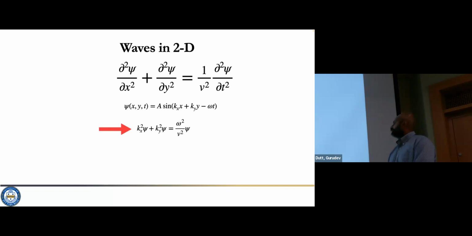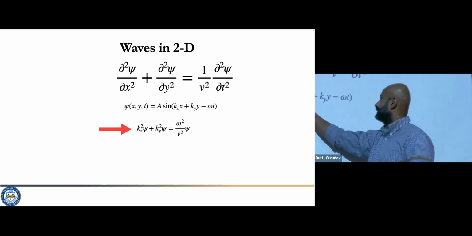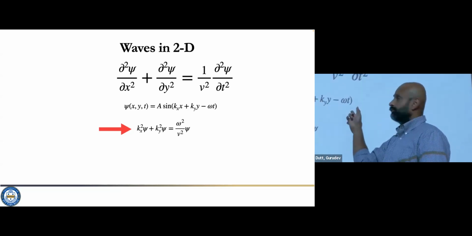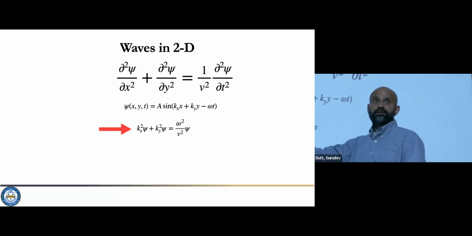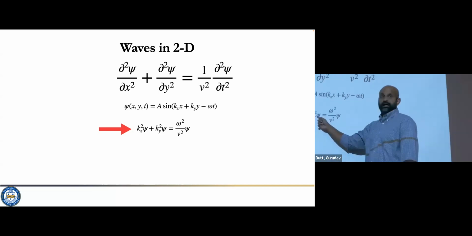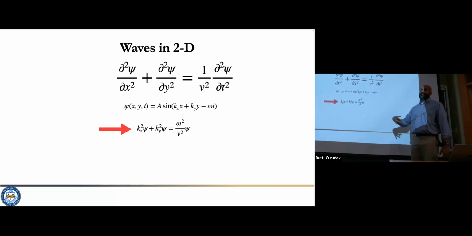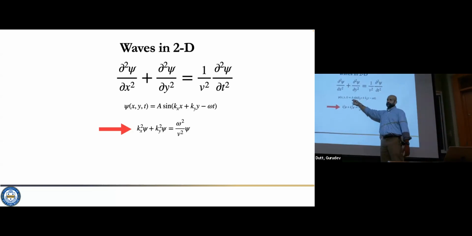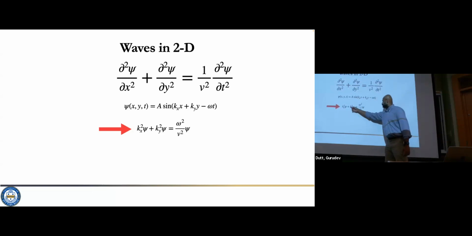Okay, so if I substitute this solution, a sine of kx x plus ky y minus omega t, into this, well, just to do the derivative of psi with respect to x, that will pull out a kx times a sine of whatever, and then you do it again, you pull out another kx, so you get kx squared times psi. Similarly with y, you get ky squared times psi. You're differentiating a sine twice, which gives you back the sine, but with that coefficient pulled out, with a square.